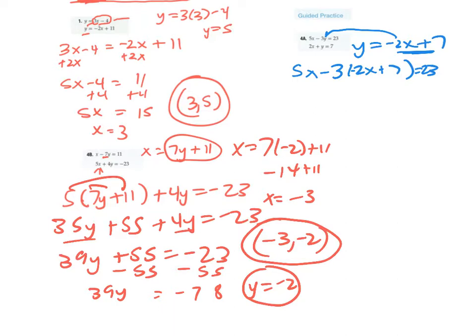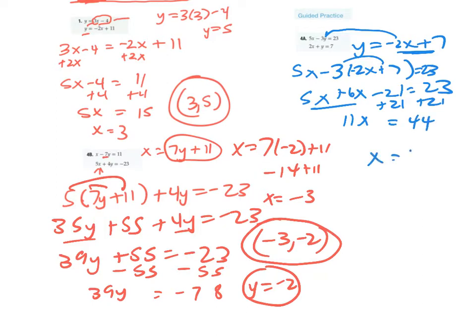So if we solve this equation, I would have 5x, I distribute, that's plus 6x, and then minus 21 equals 23. I combine my like terms, so that's 11x, and I add 21 to the other side, equals 44. And if I divide, I get x equals 4.